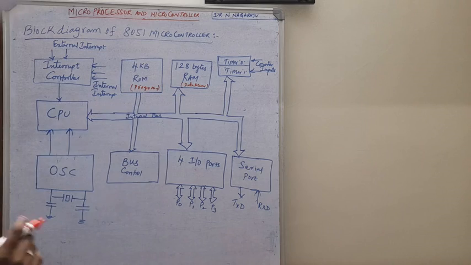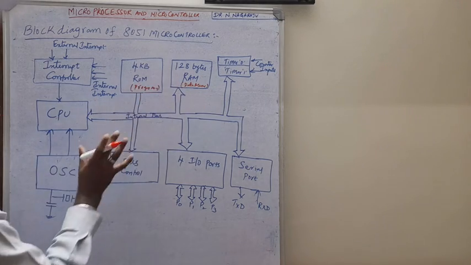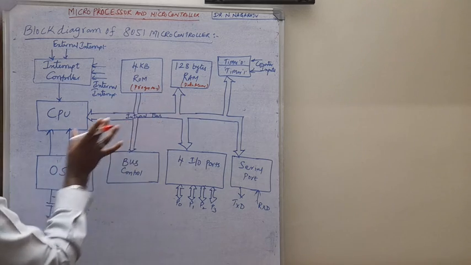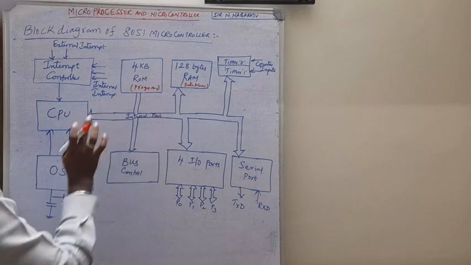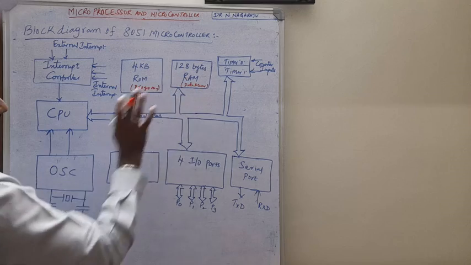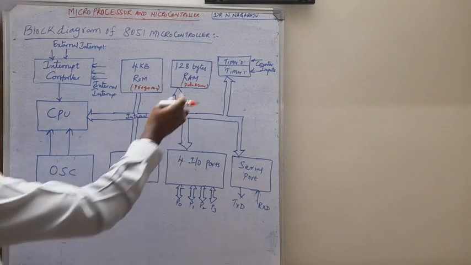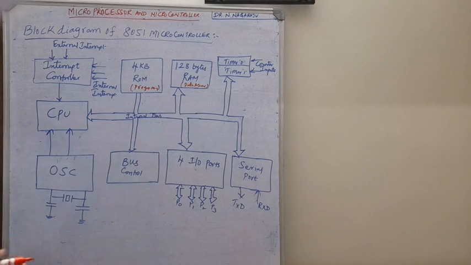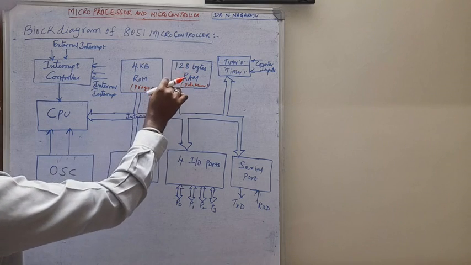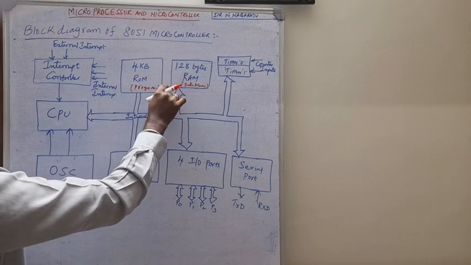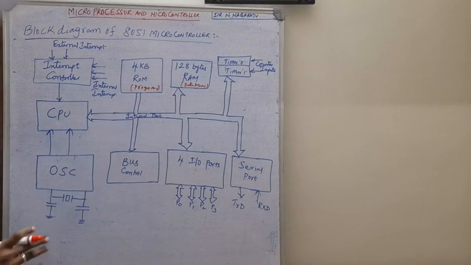These are the two inbuilt memory sections available in the microcontroller chip itself: 4 KB of ROM, the program memory, as well as 128 bytes of RAM, the data memory. This data memory can be accessed by the user using an 8-bit address, that is 00 to 7F. Those address locations we can use for assembly level language programming.